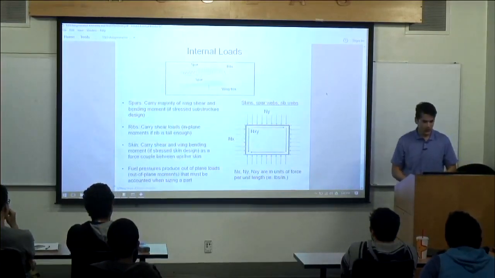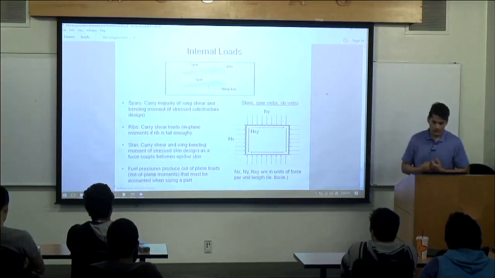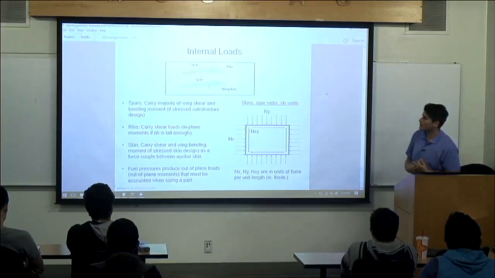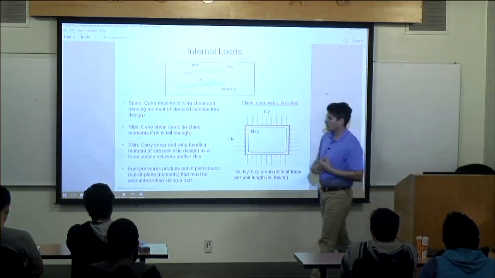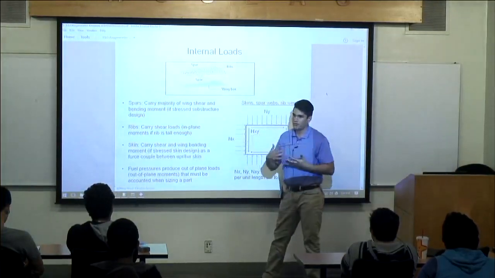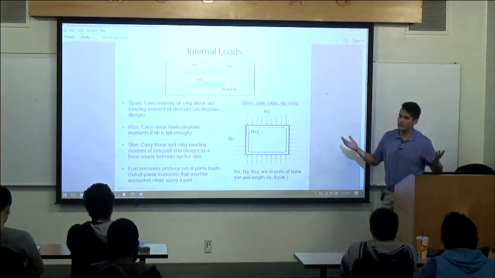So for the spars in a wing design, it's important to understand what kind of loads they carry. The spars will usually carry a majority of your wing shear and bending moment. I throw in a parenthesis there because they carry the bending moment if and only if you design your wing to be a stress substructure versus a stress skin design. That just means what part of your wing is going to take the bending loads of the wing.